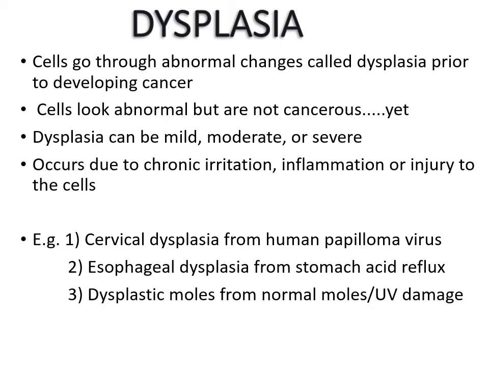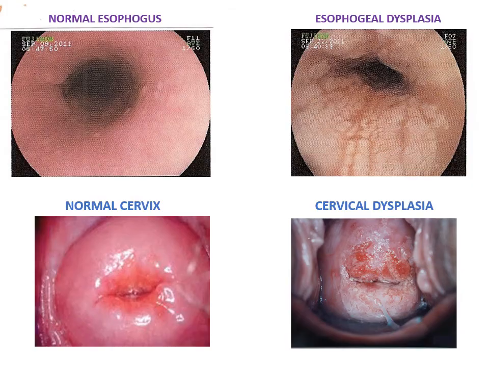Okay? So just some examples at the bottom there: cervical dysplasia, esophageal dysplasia, and dysplastic moles from UV damage are all examples of how a cell has now become abnormal and precancerous. Okay, and here's some images.